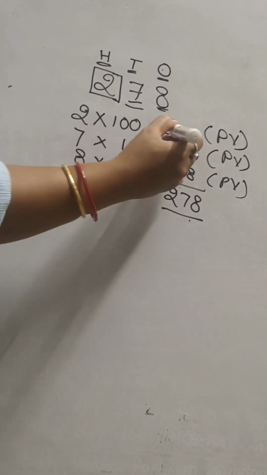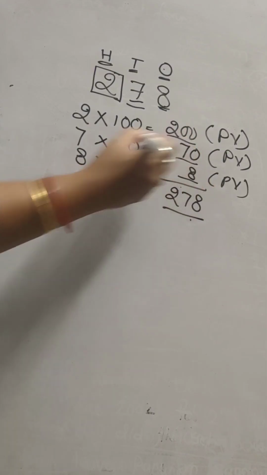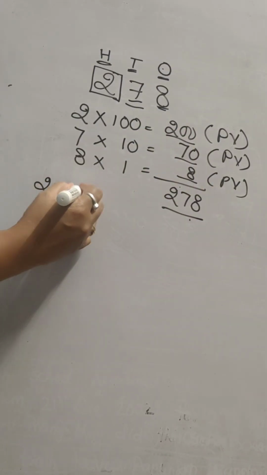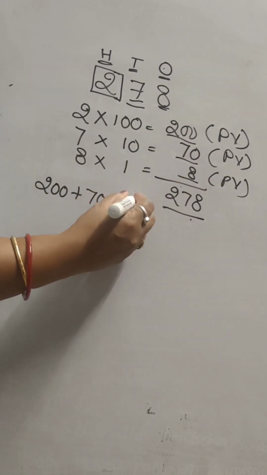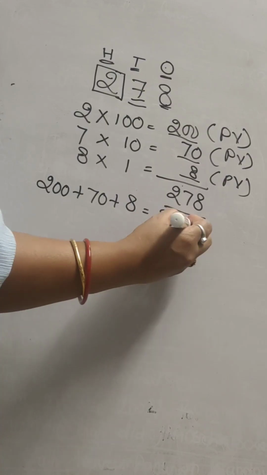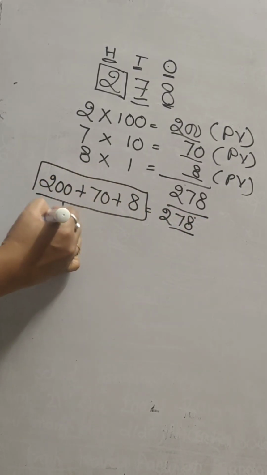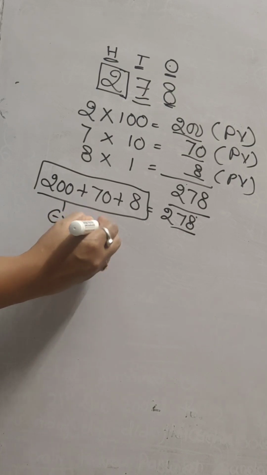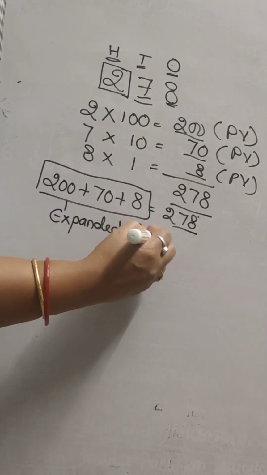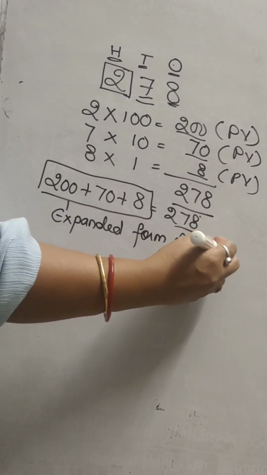And remember, these added in this form: 200 plus 70 plus 8, 278. This form is also called the expanded form of a number. Expanded form of a number.